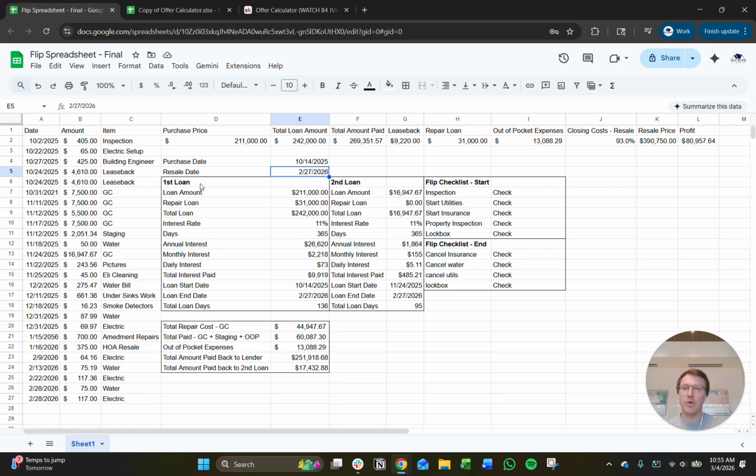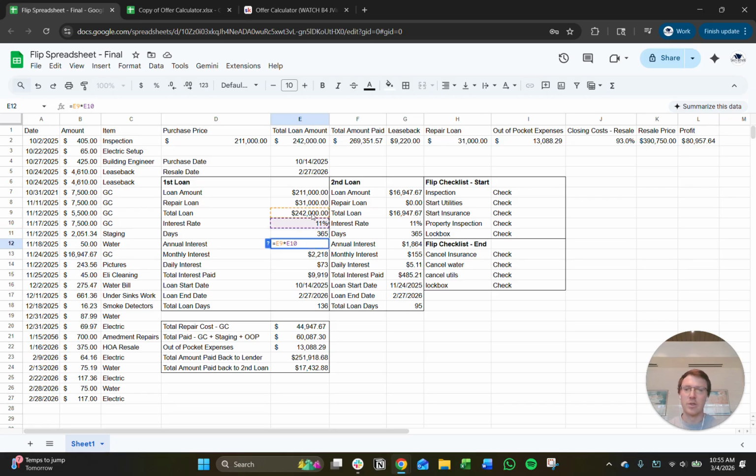So our private money lender, this is what we're going to be looking at here. This is what they charge, 11%. They charge points up front, but since that's paid out at closing, I'm not going to include it in here. And so our loan amount was 211 for the purchase price, 31,000 for the repairs, total loans 242. They charge 11% interest. I have days of the year, so 365 days.